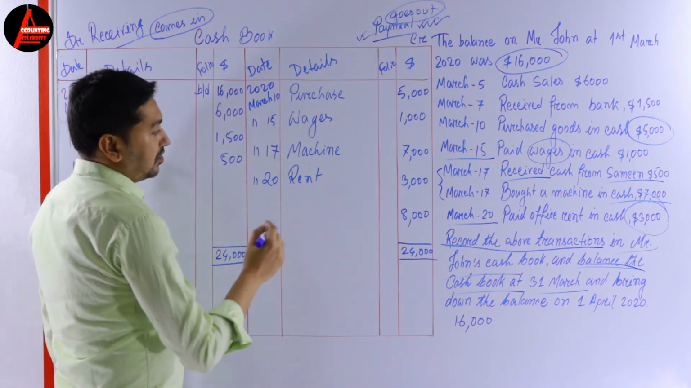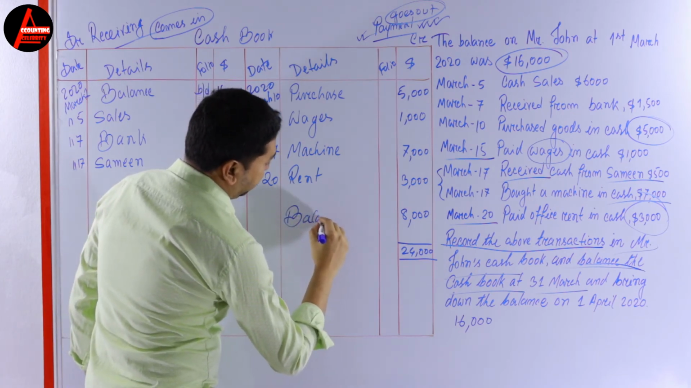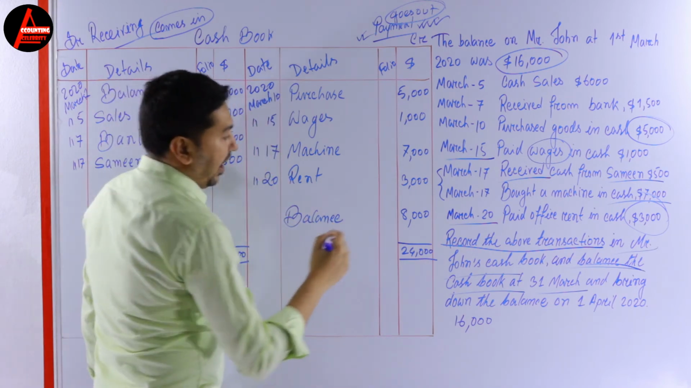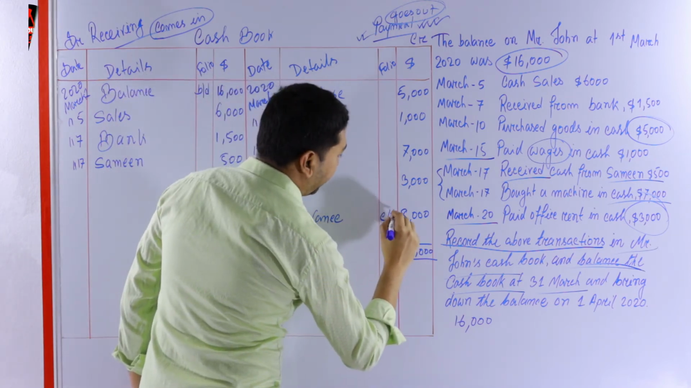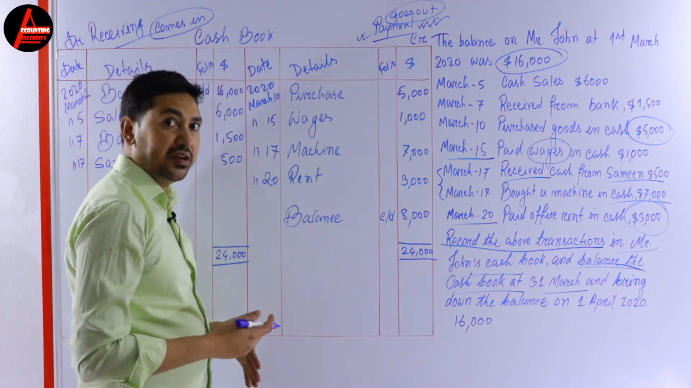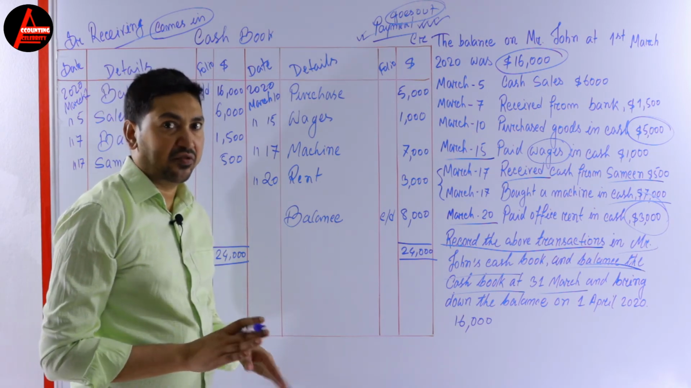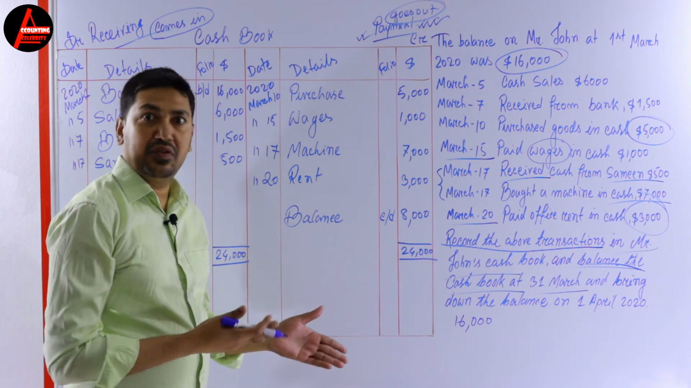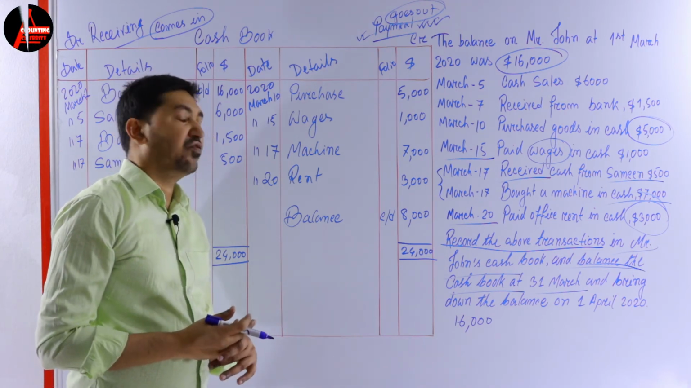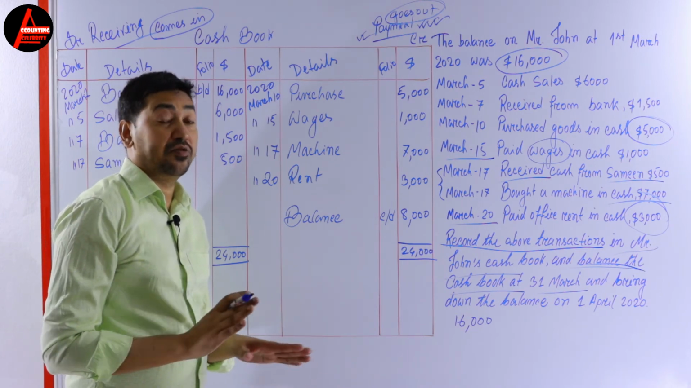So insert the word balance in the detail column and write CD in the folio column. CD means carried down. Okay, students basically do not write anything in the folio column. If a ledger number is given in the transactions, you can write this ledger number in the folio column. But don't think that you don't have to write anything.